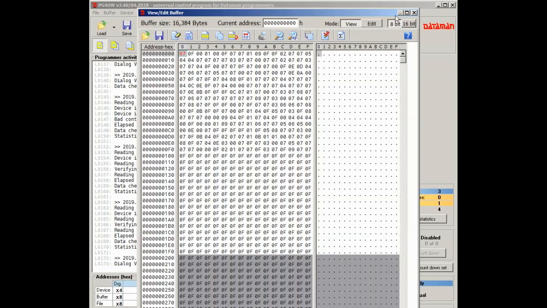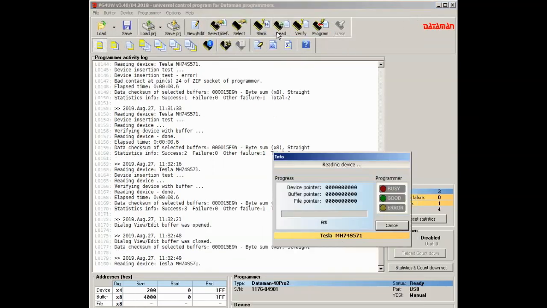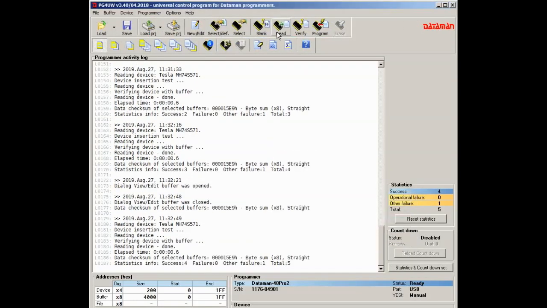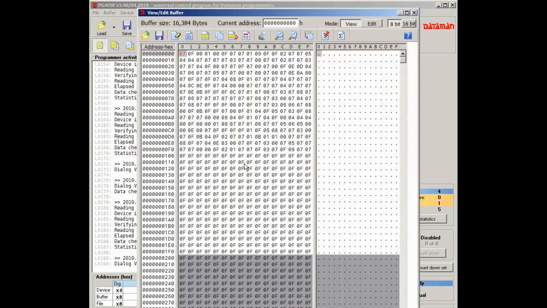I'll try and read it again, see if it's reliable. And it's read successfully again. And what I'm looking at here is the bytes that I have compared against the disassembly listing, which should start as 779F73, and as you can see that is correct, and the rest looks normal.